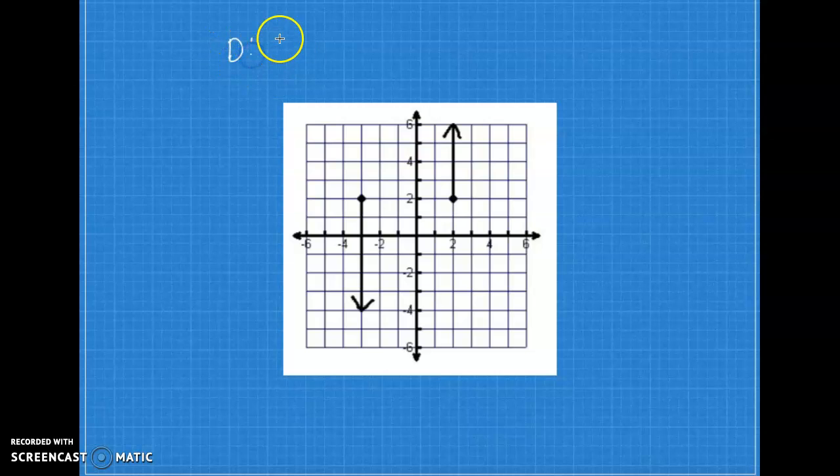All right, let's talk about domain. So our domain is all the numbers that your graph hits that are on your x-axis. And so we don't have any graph that's hitting over here, over here, over here. We have graph hitting at -3. Then no graph anywhere here until 2. And then nothing after 2. So actually your x values are very limited here. It's either x is -3 or x is 2.